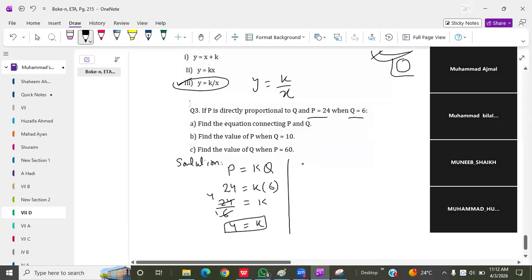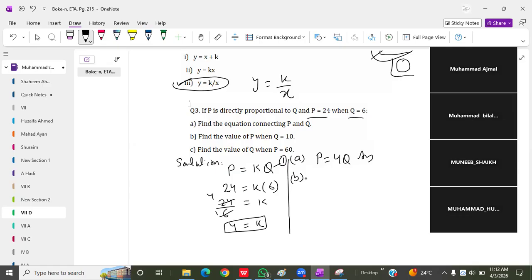Now we will use this K value and this equation 1 to form the answer of part A. So answer will be P is equal to 4 times Q. So this is the equation connecting P and Q. This is the answer of A.